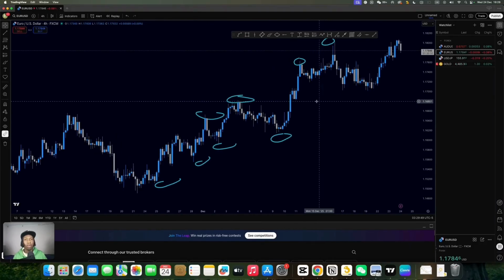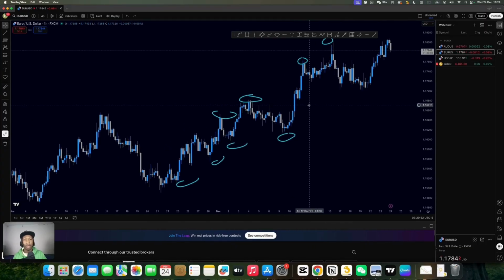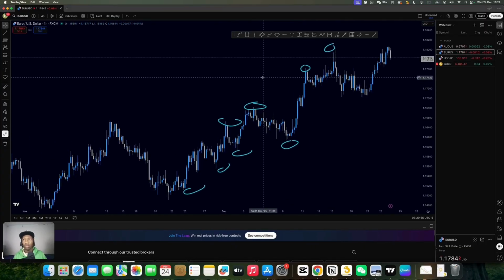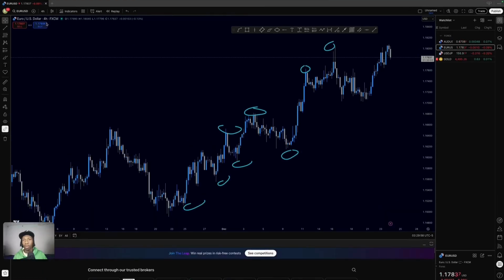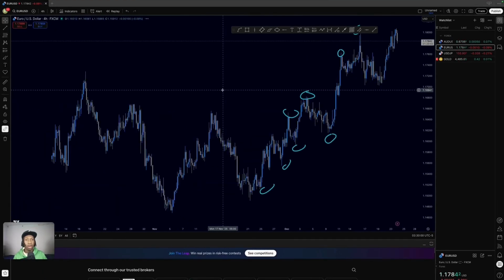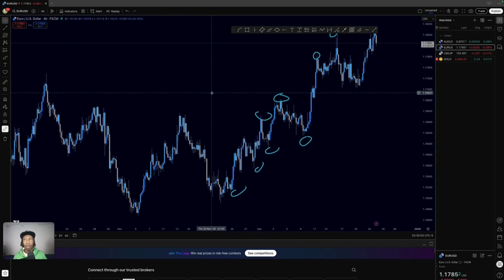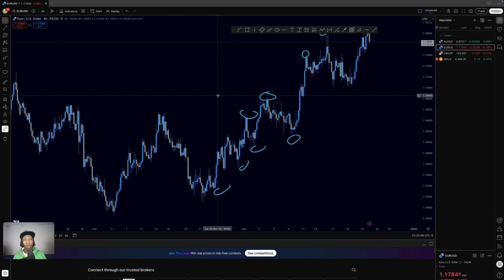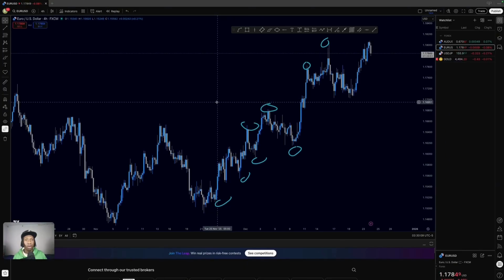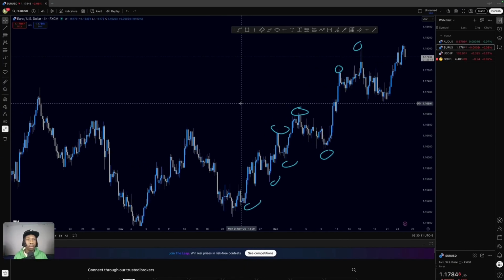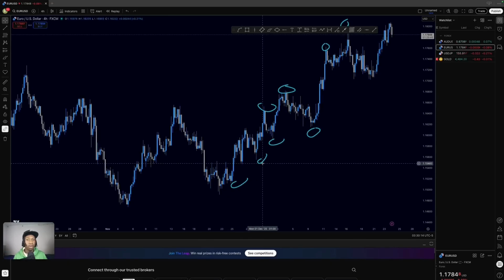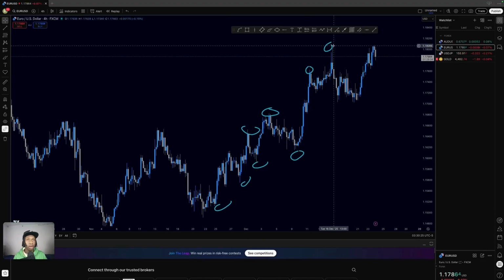So these are the uptrends in a market. These are the uptrends. You go on a 4-hour time frame if you want to look for uptrends. So this is higher low, this is higher high, higher low, higher high, higher low, higher high, and this is where you are going to find your setups.